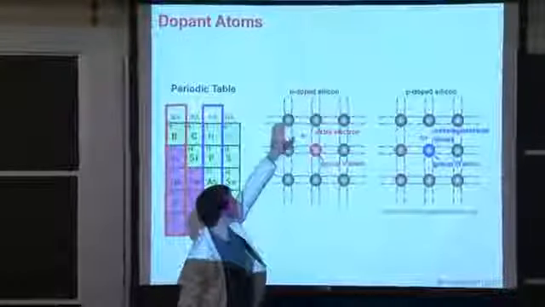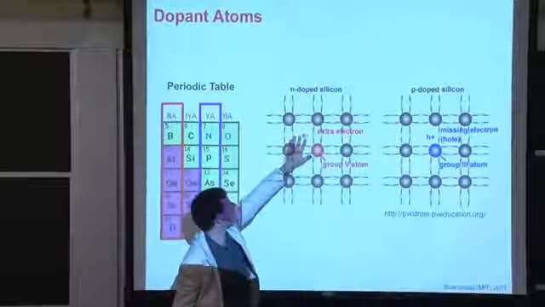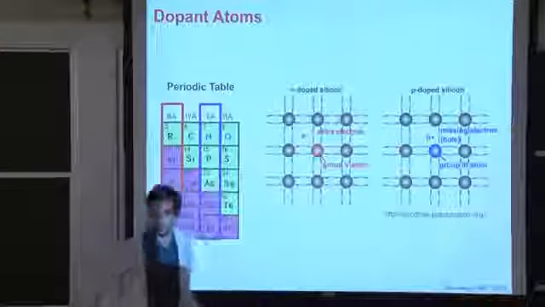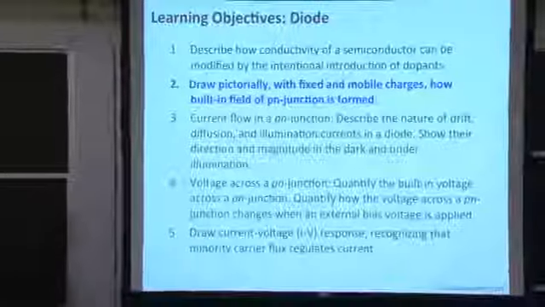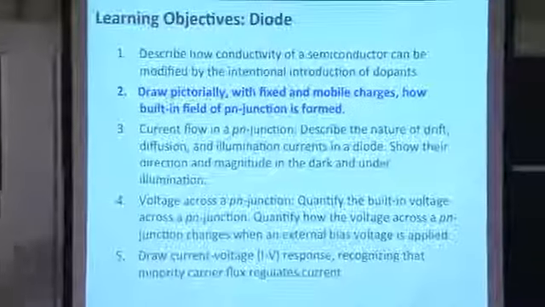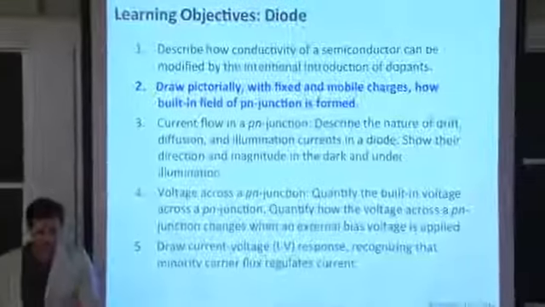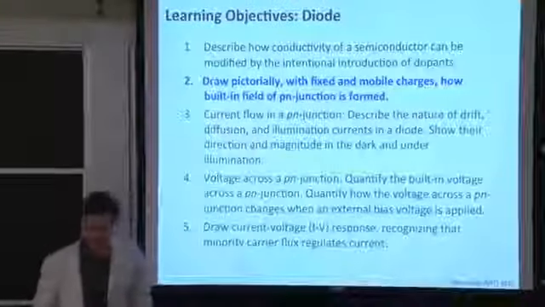N and p come from negative and positive, negative being the electron charge and positive being the hole charge. Right? So that's where the N and p type come from. Great. So now, pictorially, we're going to draw a p-n junction with our fixed and mobile charges.